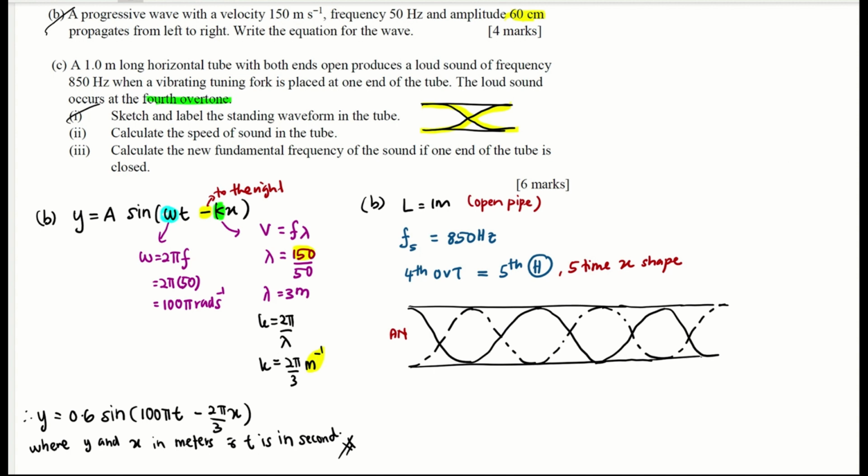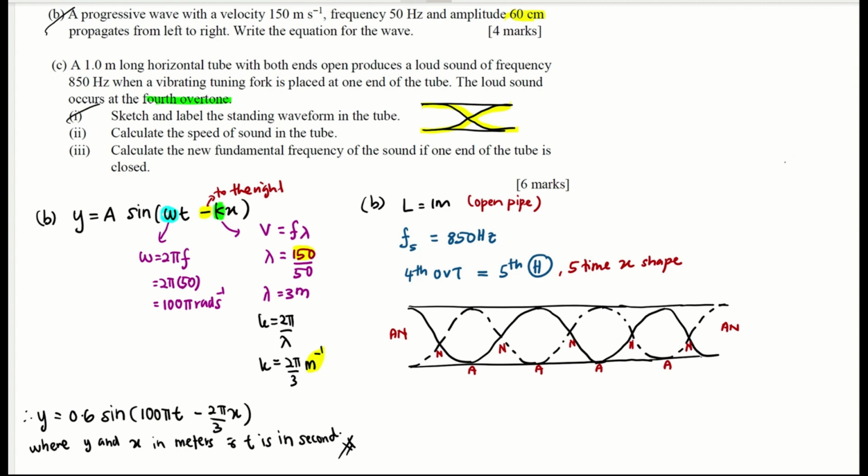Macam tu. Okay, kita buat dotted line. So, antinode. So, hujung sini adalah antinode. Okay. So, ini adalah node, antinode, node, antinode, node, antinode. Okay, kita boleh labelkan lah semuanya.